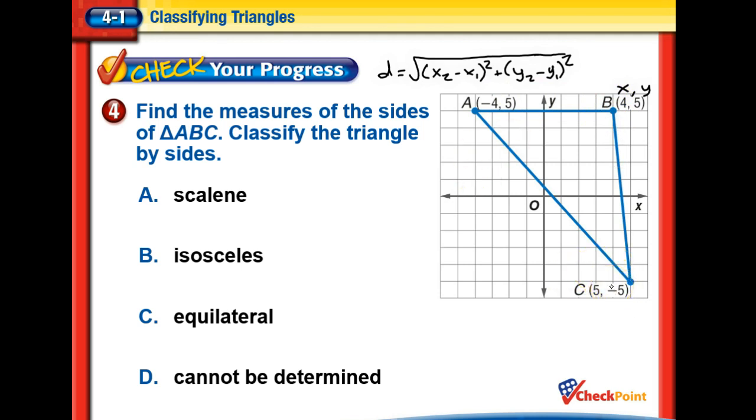Don't just write down A, B, C, or D. I want to see the distance formula work, making your decision for what type of triangle it is.